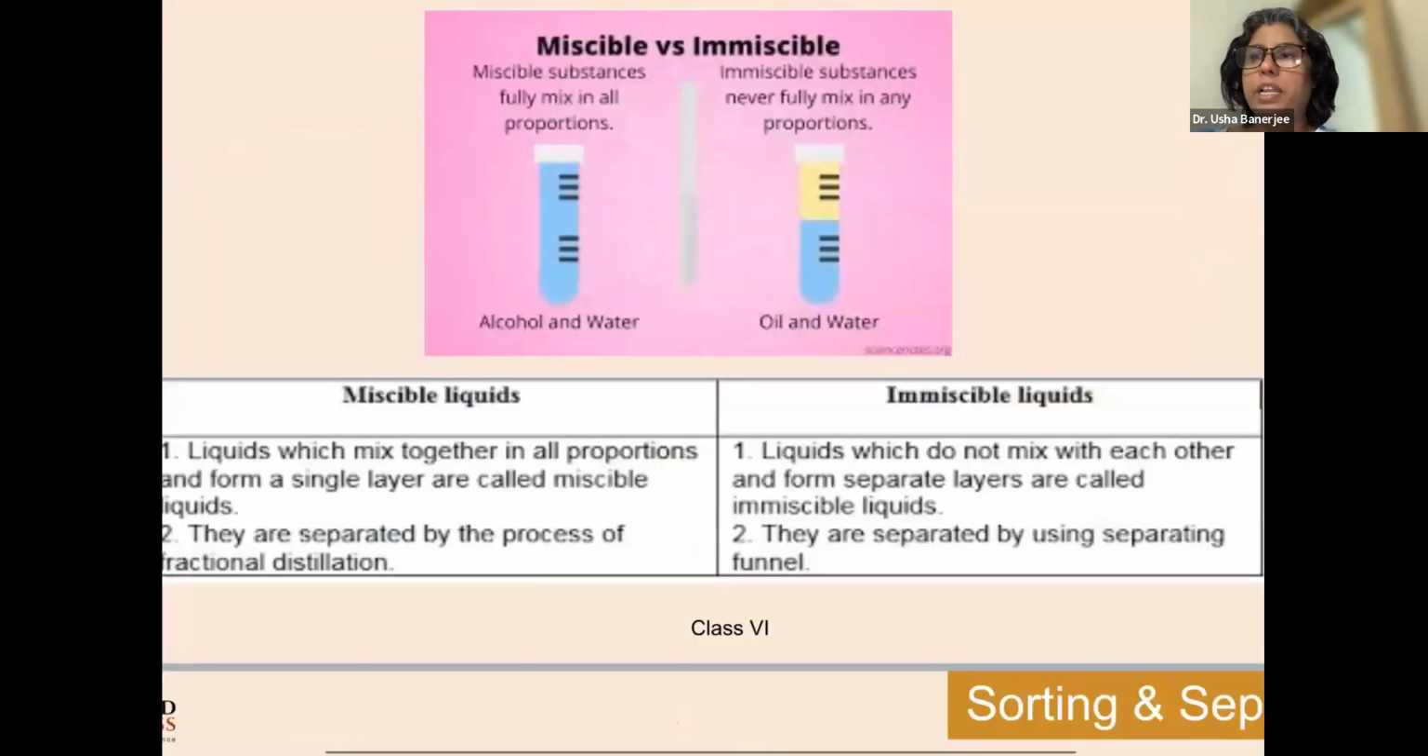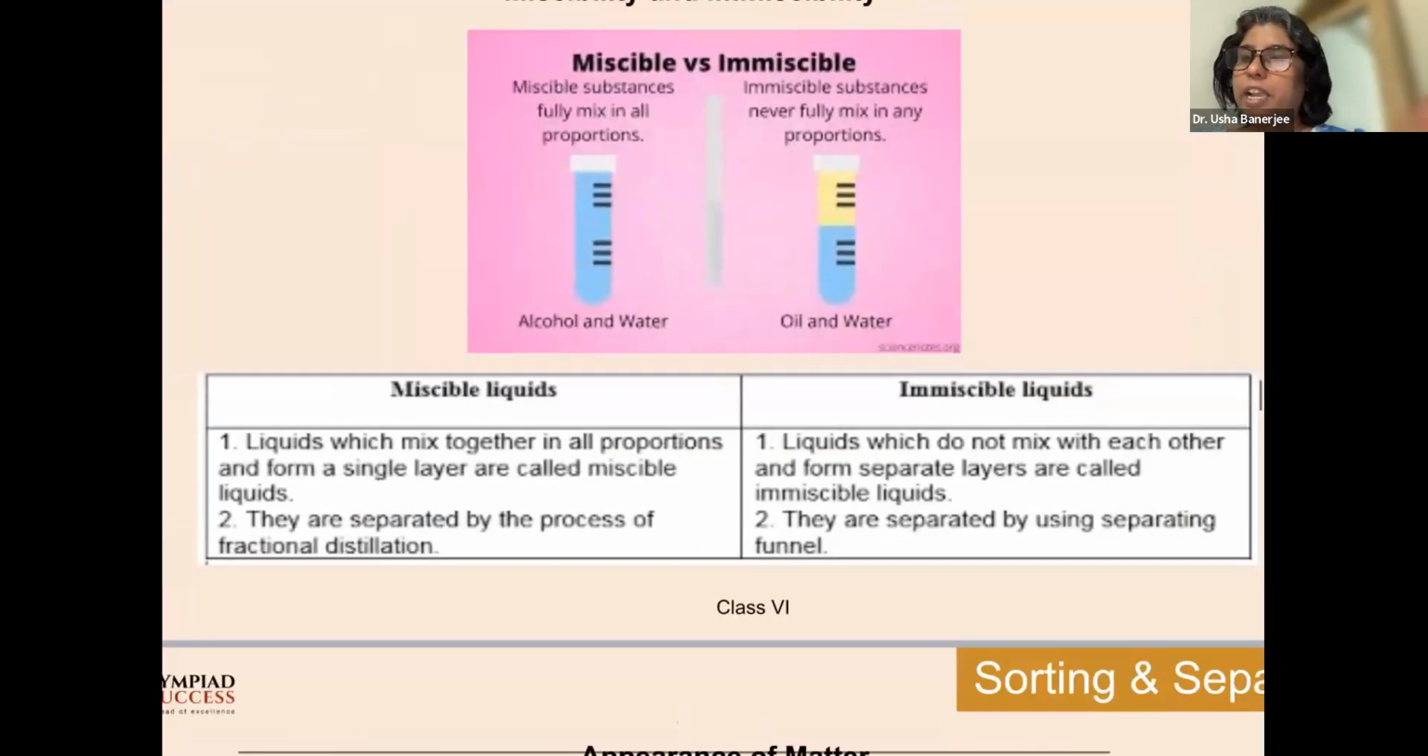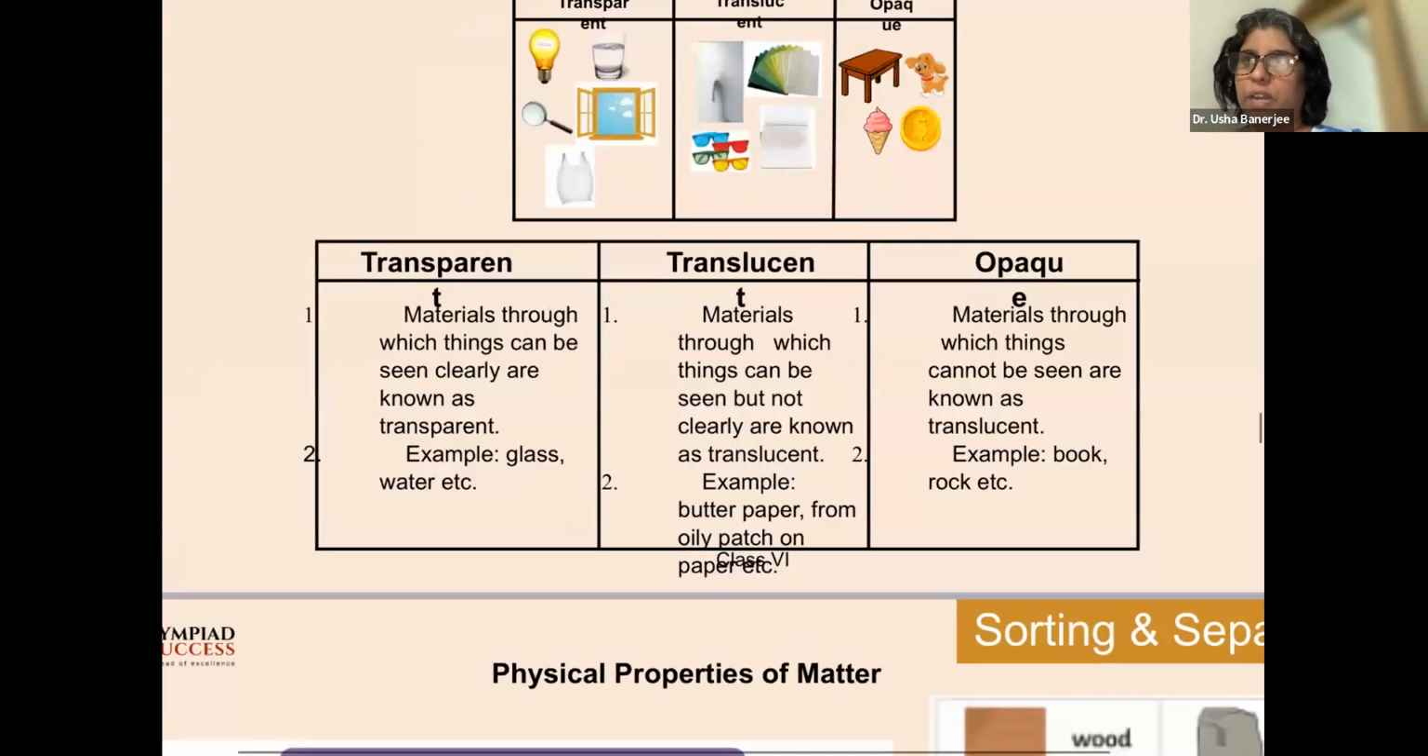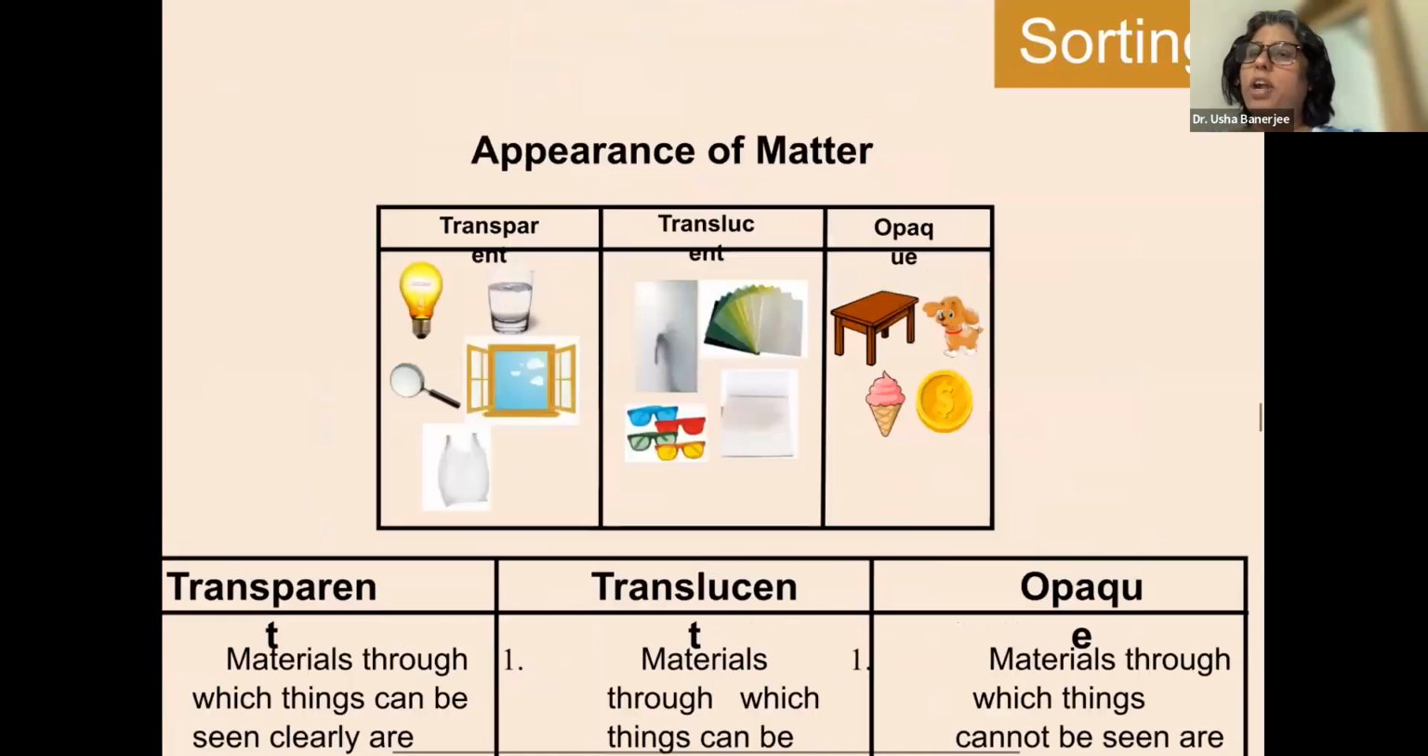Miscible and immiscible liquids. So what you were saying, liquids which completely dissolve in each other are called miscible liquids, and liquids which do not dissolve in each other are called immiscible liquids, right? So we'll do all of this in great detail. Actually, whatever we have covered today, it normally takes around 4 to 5 classes. Water and oil are immiscible.